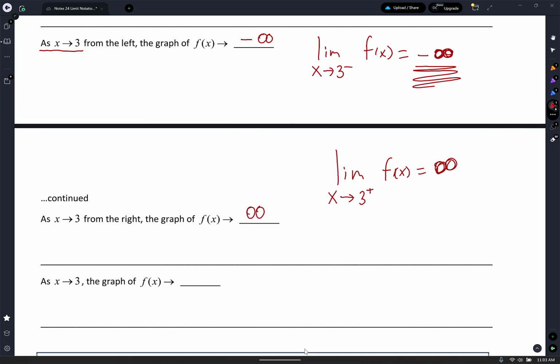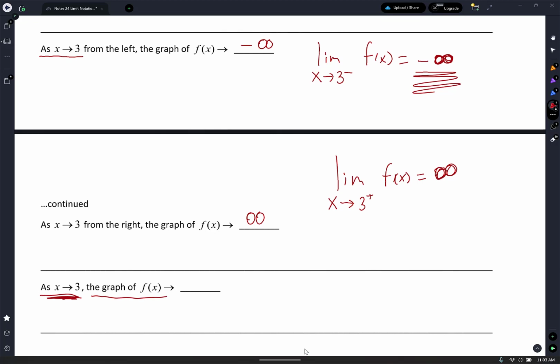All right, let's see if we got it, guys. Look at this. Limit as x approaches 3. It doesn't say left or right, of the graph of f of x. Okay, well, if I approach from the left, all right, guys, focus. If I approach from the left, you guys told me negative infinity. If I approach from the right, you guys told me infinity. Am I approaching the same thing? So what am I going to say? Does not exist.